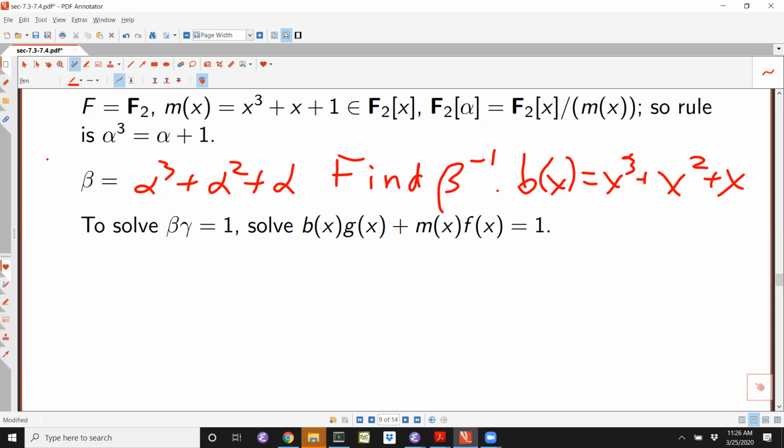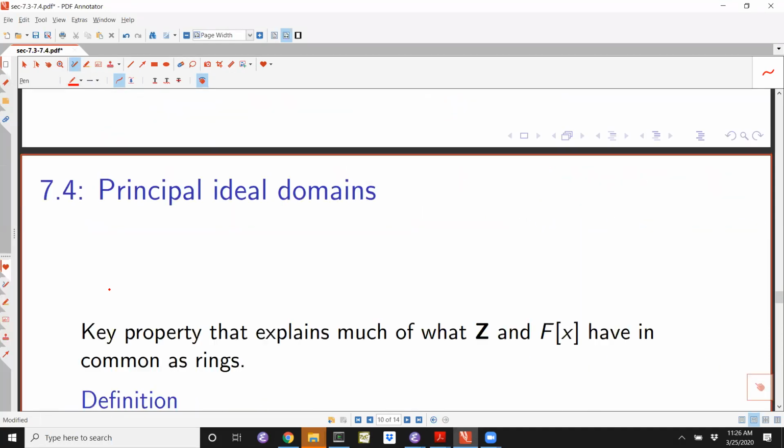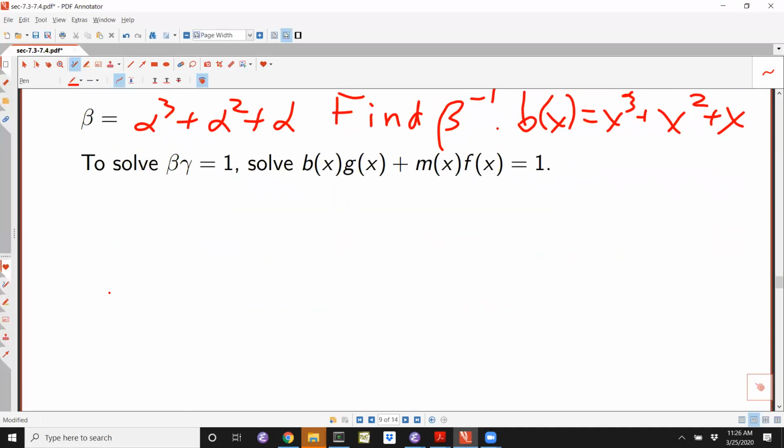All right, I need to know the details of the calculation. So let's see how this goes. I will probably need another page, but that's okay. So that's fine. What else do we have to do?